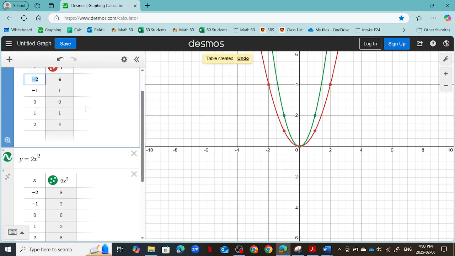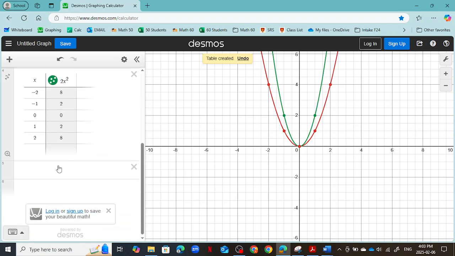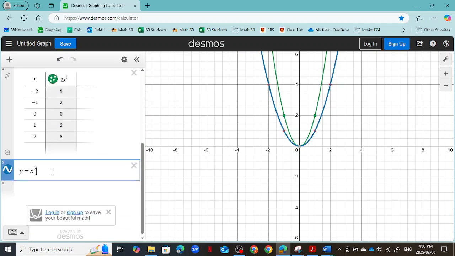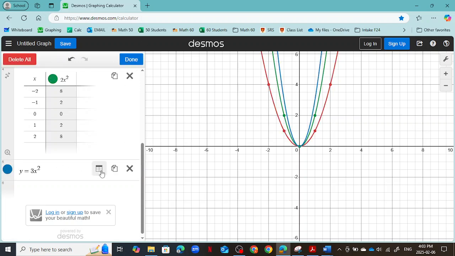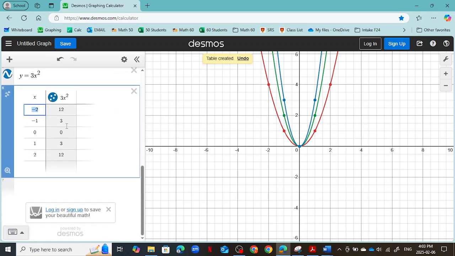So you can see here all the y values were multiplied by 2. If I want to put in a 3, what do you think is going to happen? Well, we're going to multiply all the y values by 3, and so the graph's going to get even narrower. Instead of going over 1 and up 1, we're going over 1 and up 3. Instead of going over 2 and up 4, we're going over 2 and up 12, 4 times 3.